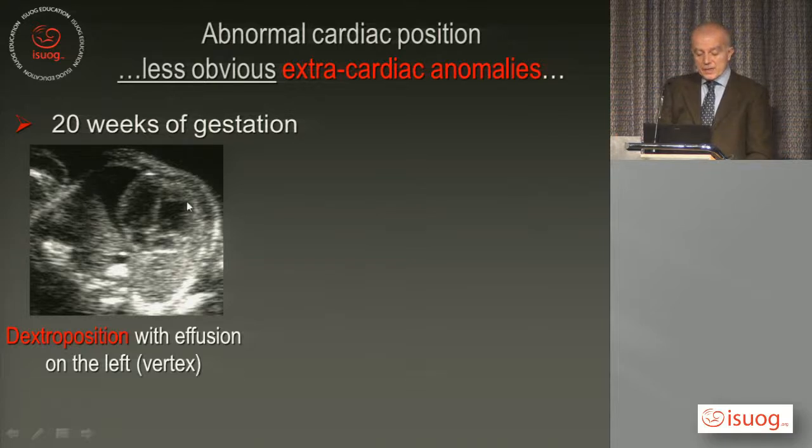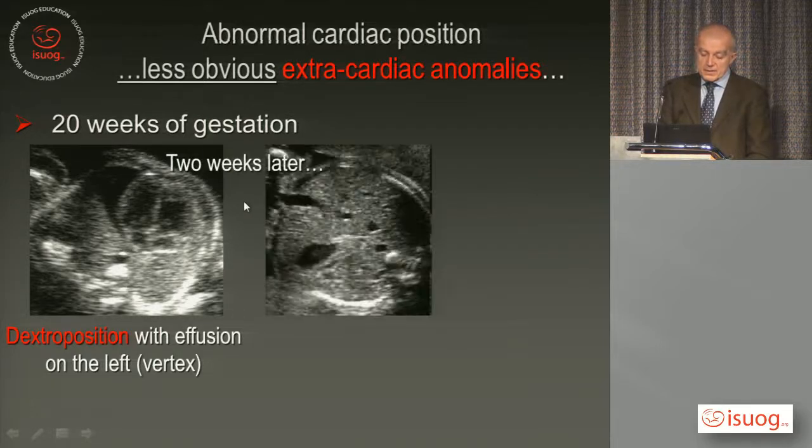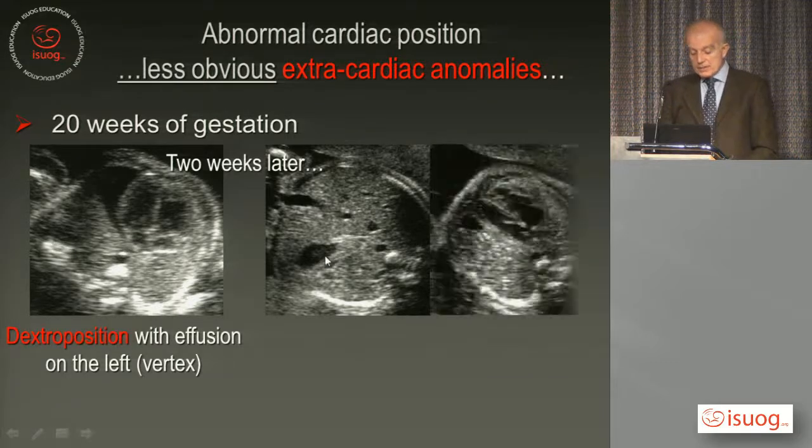But you see here that the heart is mainly in the right hemithorax because this was a vertex. And there was indeed some fluid around, but this was not within the pericardial cavity. It was outside. We waited for a few weeks, and again the abdominal view was unremarkable, and the stomach was in its proper location in the left hemi-abdomen.